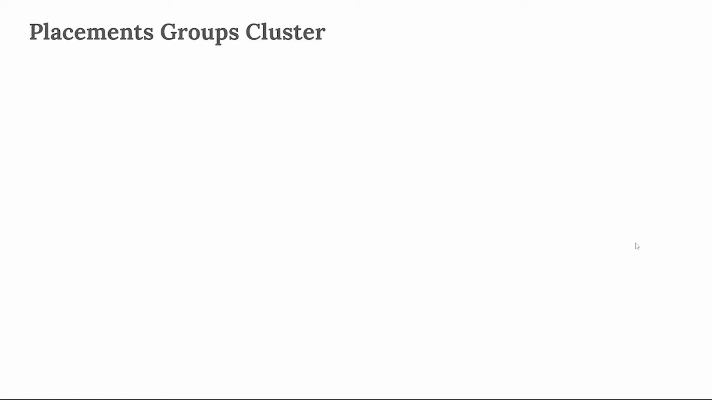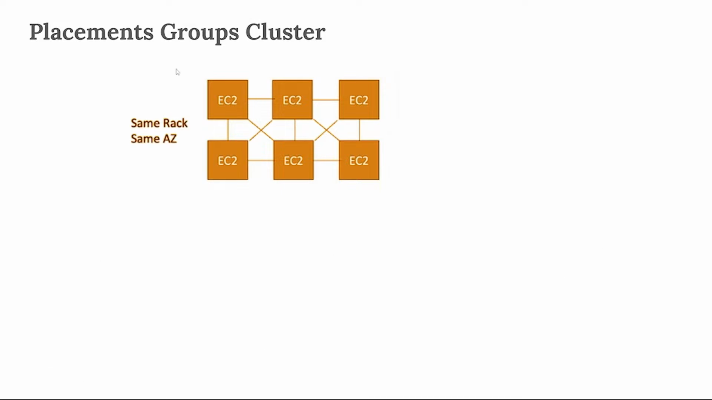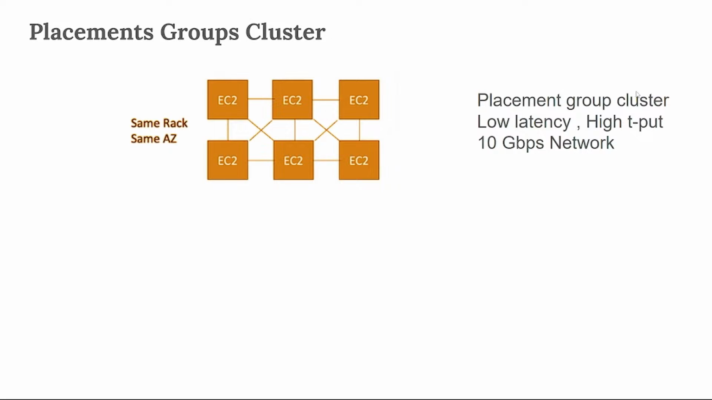Next comes placement groups cluster. Okay, now let's start. This is the first one, placement groups cluster. In this placement group cluster, all the EC2 instances are interconnected. You can see all the EC2 instances are connected to each other in the same rack. They are placed in the same availability zone. So this placement group cluster has low latency and it gives you high throughput. So in a network where low latency and high throughput is required, we can use placement groups like this.